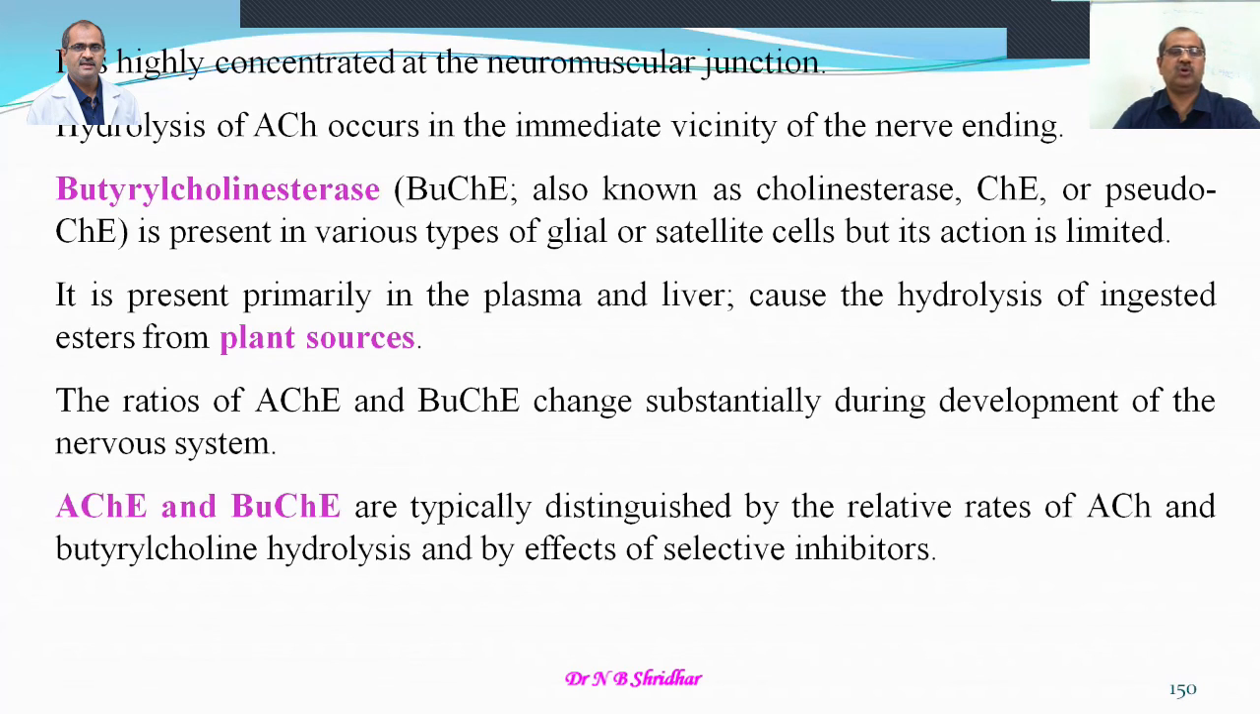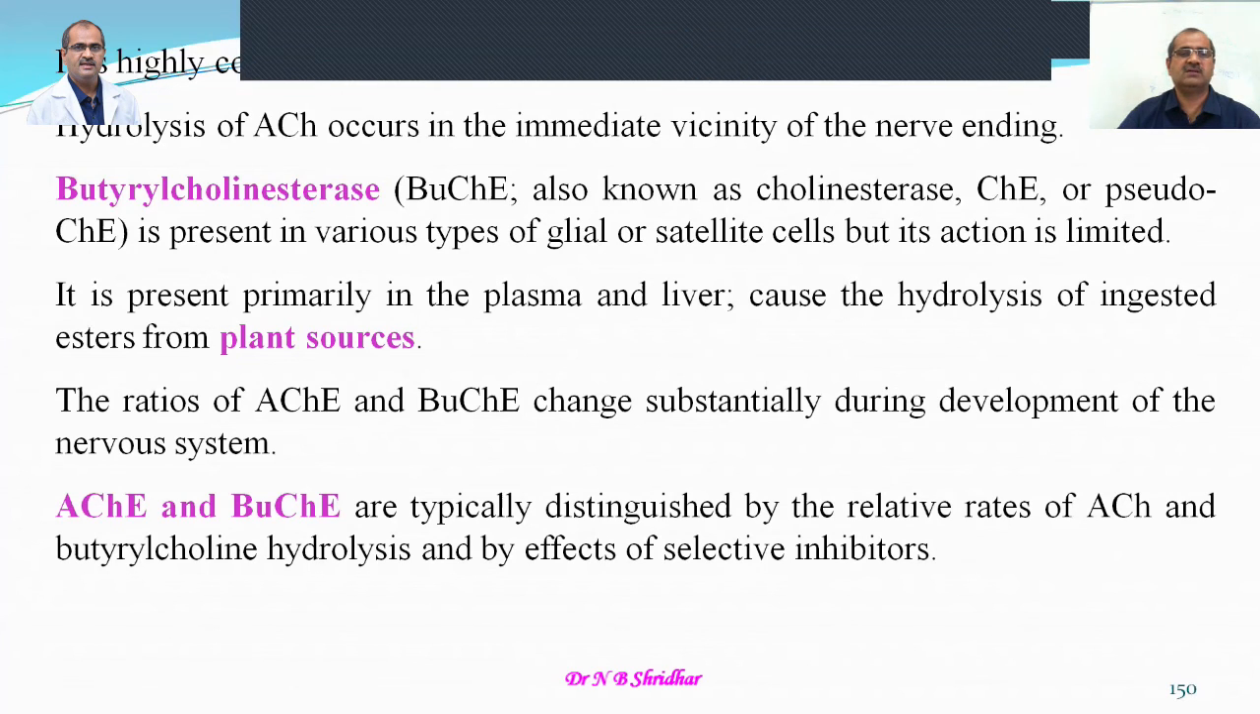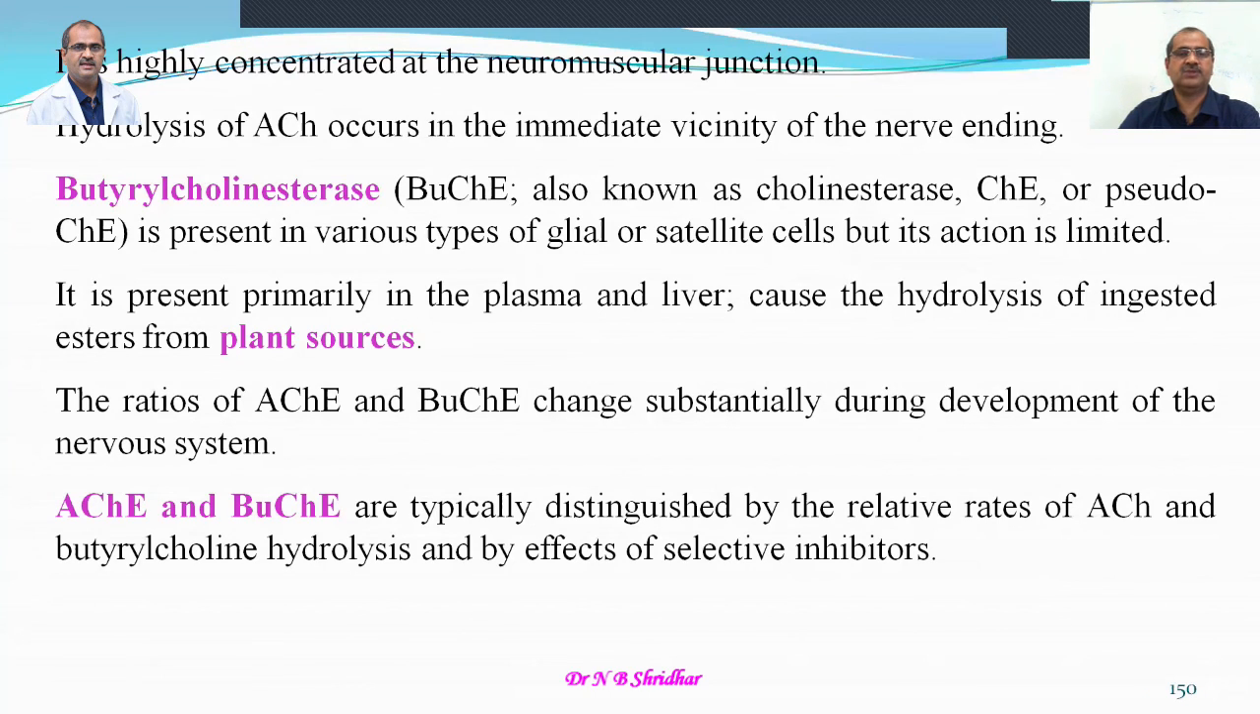There are three enzymes. Number one is choline acetyltransferase, which makes the acetylcholine synthesis, whereas acetylcholinesterase is the one that destroys acetylcholine into acetic acid and choline, and the choline is taken up. The other enzyme, butyrylcholinesterase, is also known as BuChE, or cholinesterase, or pseudocholinesterase. It's present in various types of glial and satellite cells, but the action is very, very limited.